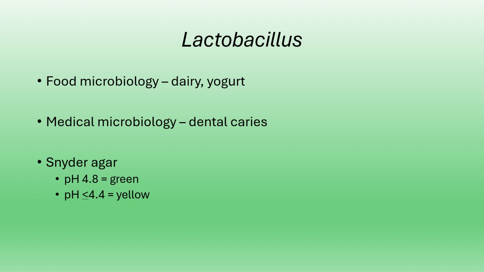We use a special media called Snyder media. It has special bromocresol green, which is pH 4.8. It's going to look green. And that's pretty acidic at 4.8, but lactobacillus prefers acidic environments. When the pH drops to 4.4 or below, the media is going to turn yellow.